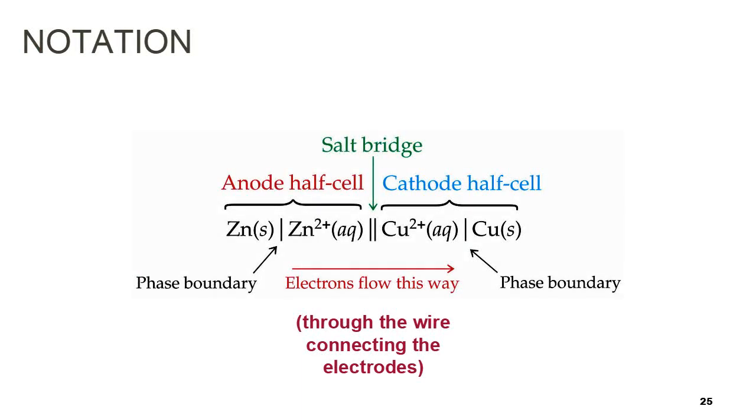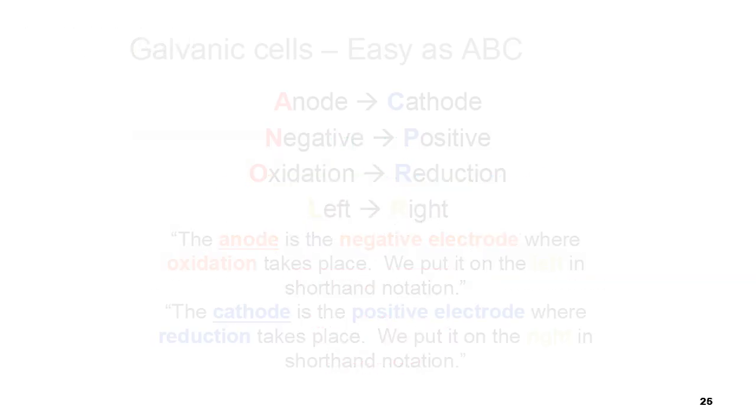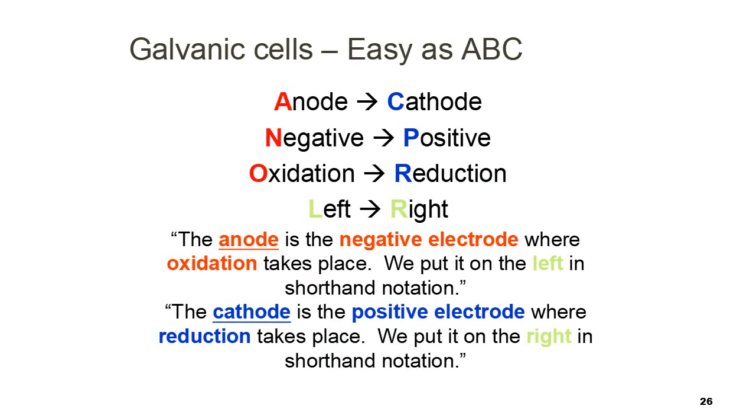Observe this cell notation. Everything is clearly indicated as discussed earlier, including an arrow that shows the flow of electrons through the wire connecting the electrodes. Understanding galvanic cells is easy as ABC. The anode is the negative electrode where oxidation takes place, and we put it on the left in shorthand notation. Likewise, the cathode is the positive electrode where reduction takes place, and we put it on the right in shorthand notation.